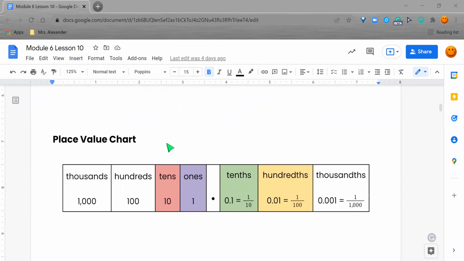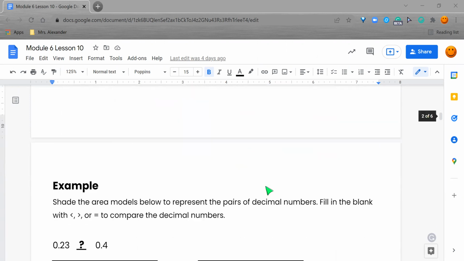Okay, you guys, now we're looking at our place value chart. We started off where we learned about thousands, hundreds, tens, and ones, and now we're adding in the tenths, hundredths, and I put in the thousandths. So you know, usually we go 3 over, but I think that's a 5th grade standard. But right now we're dealing with tenths and hundredths. Let's go look at some examples.